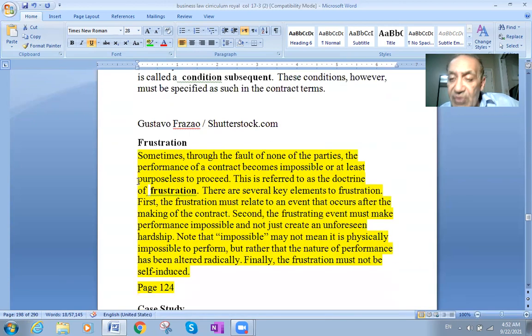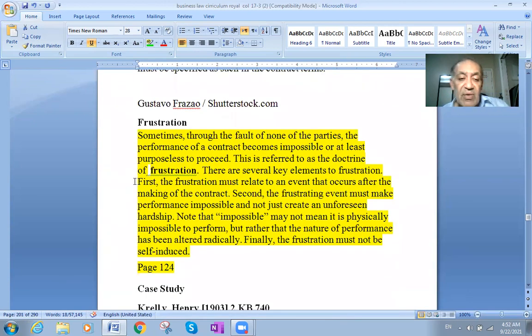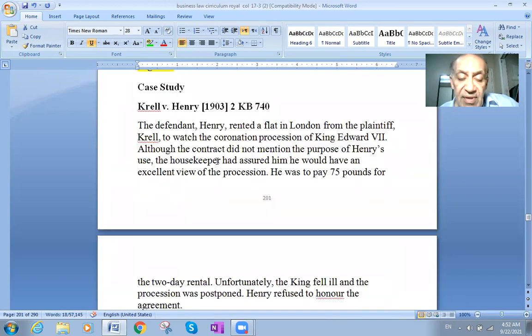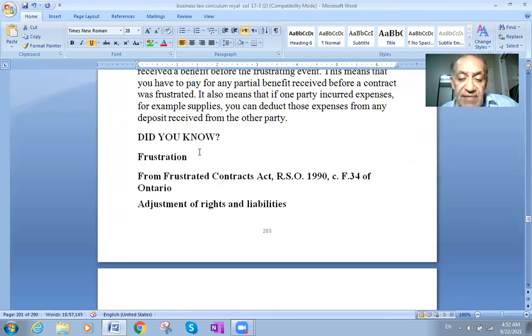Always the contract flow helps. We talk about the frustration. This is a case study, that's fine.